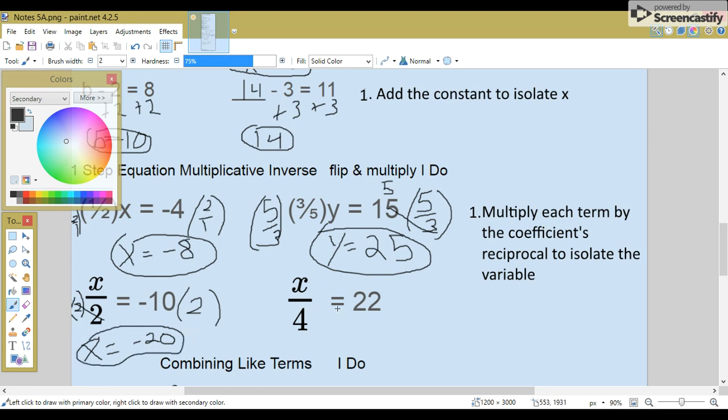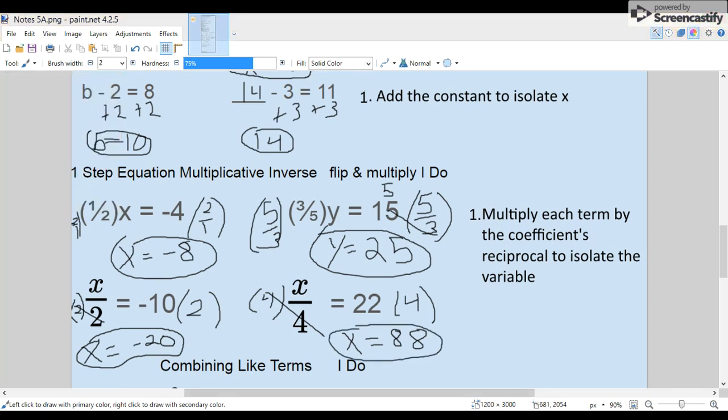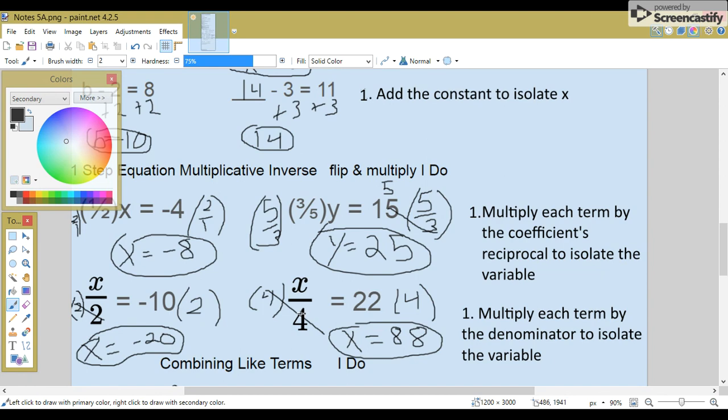X divided by 4 equals 22. Multiply each term by 4 to isolate the x. 4 divided by 4 is 1. So we have 1x equals 22 times 4 is 88. X equals 88. So to solve for the variable of these, we multiply each term by the denominator to isolate the variable.